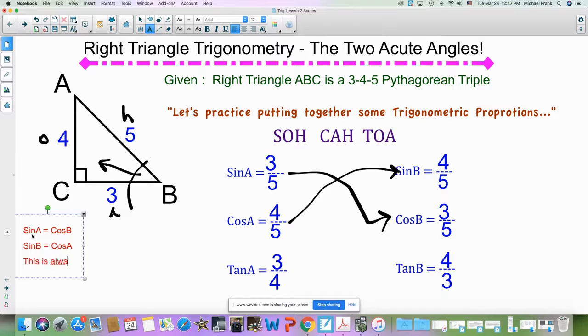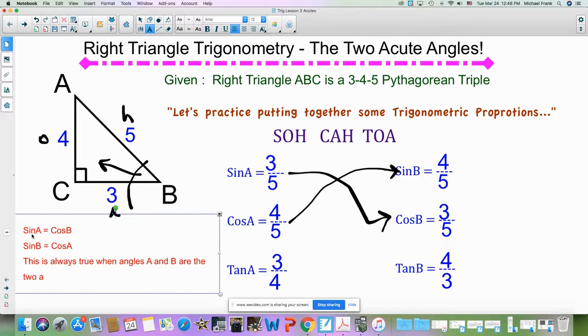This is always true when angles A and B are the two acute complementary angles of a right triangle. That will always be true.